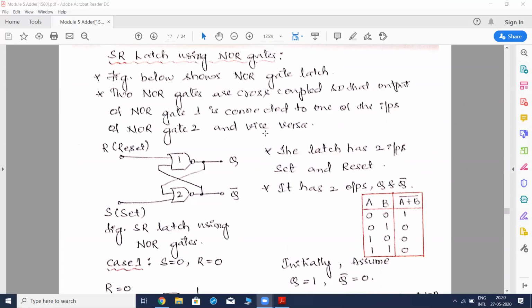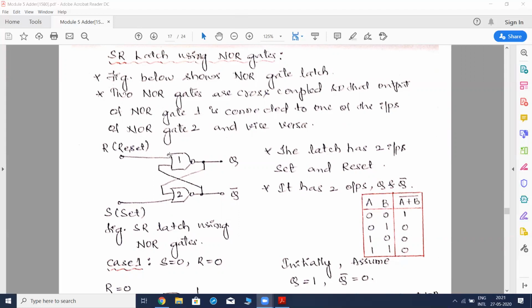We'll start with the SR latch. An SR latch is a device that we can construct using NOR gates, as well as using NAND gates. But first we are going to discuss the NOR gate latch. The latch is constructed like this. In this figure you can see the NOR gate latch.